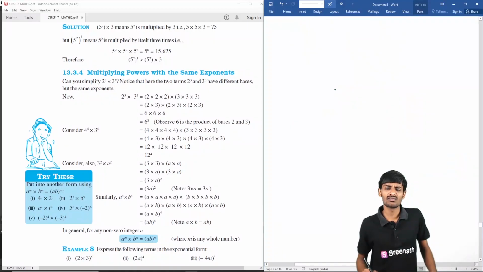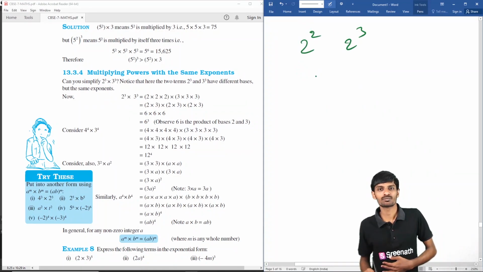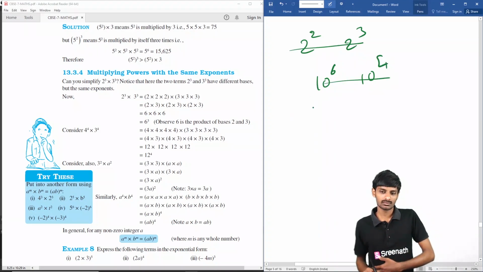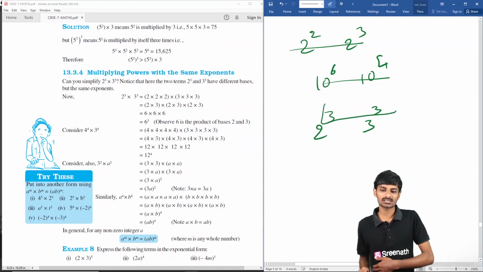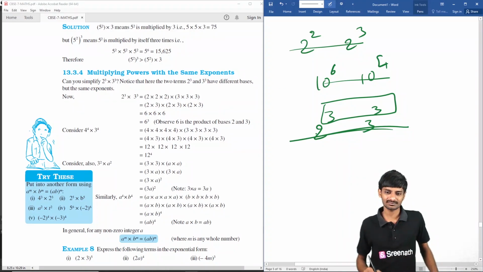Now, until now what we have discussed is bases being the same, which means 2 power square and 2 power cube, or 10 power 6 and 10 power 4. Suppose the exponents are the same, like 2 power 3 and 3 power 3. If you see, the powers are the same, not the bases. In this type of situation, if you multiply them or divide them, what happens? We are going to see.